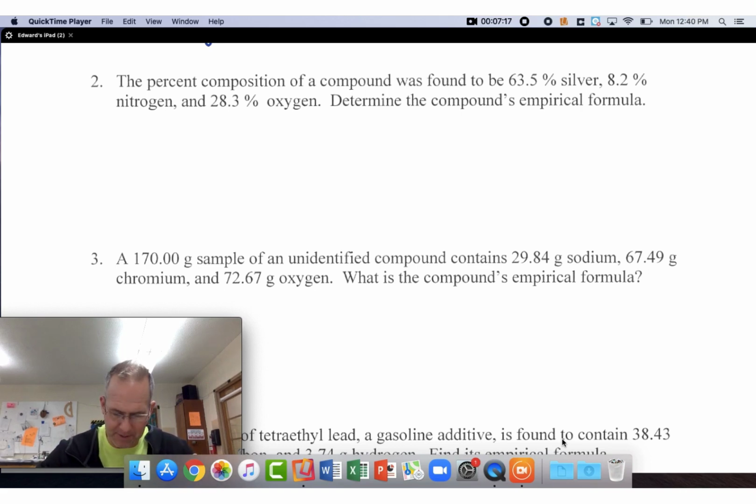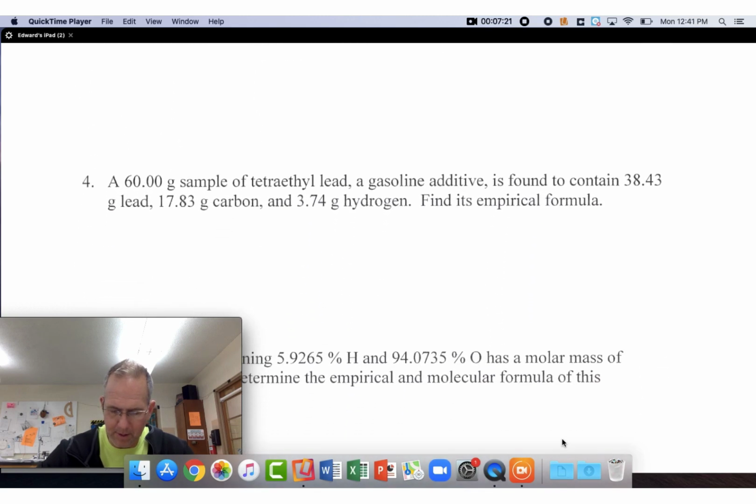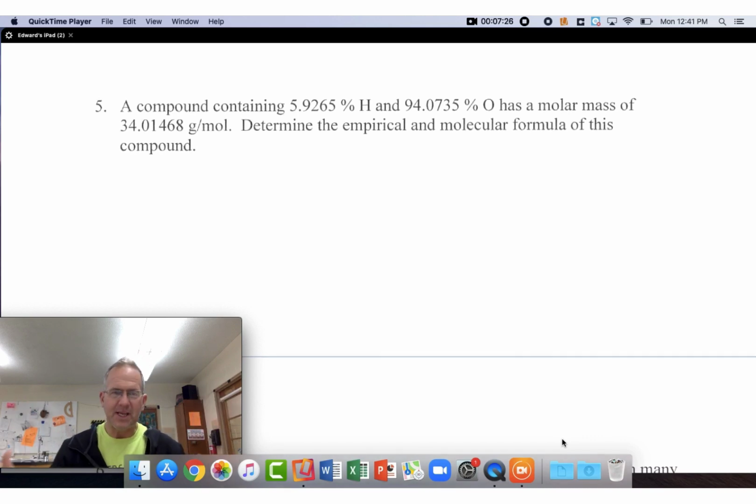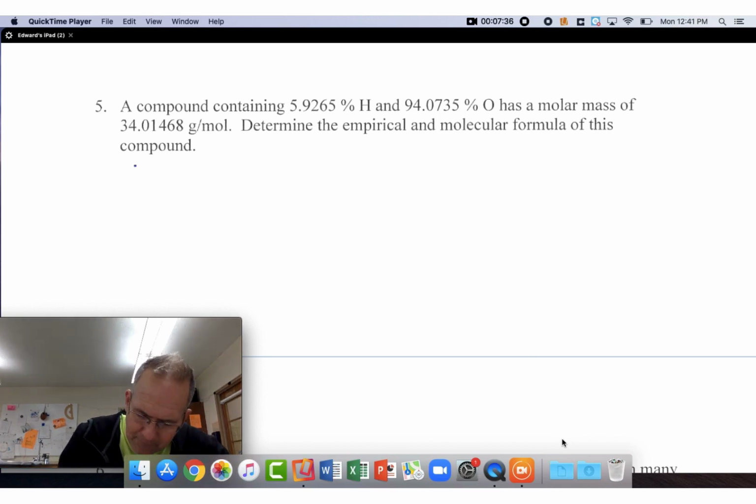Let's go to something that's going to be molecular formula. Right here, number 5. Same setup. The only difference is going to be the end, okay? So hold on tight. I got to get through this other part. So we have 5.9265. They put a bunch of decimals on these so they come out nice. So that's why we're doing that.